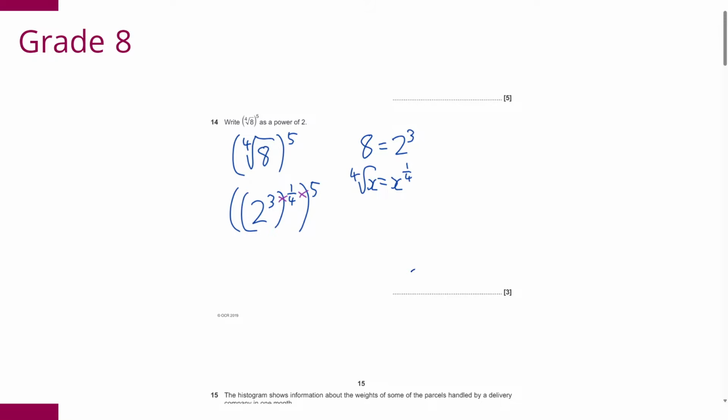So, it's going to be 2 to the power of 3.75. Now, the beauty of this is you can actually check that because you've got a calculator. So, you can just literally type it in. Feels like that should be a non-calculator, but there we go.